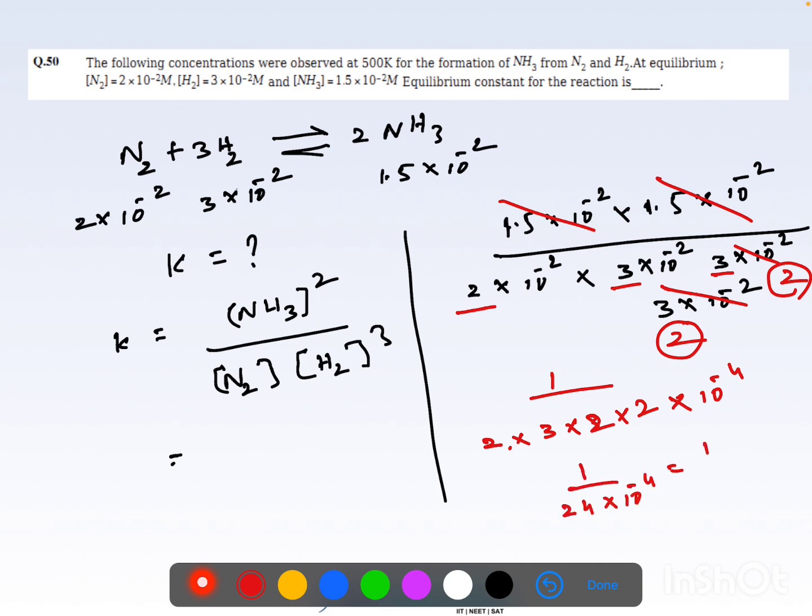So this is 10,000 divided by 24. So 24 into 4 is 96. So the answer will be nearly 416. Okay, thank you.